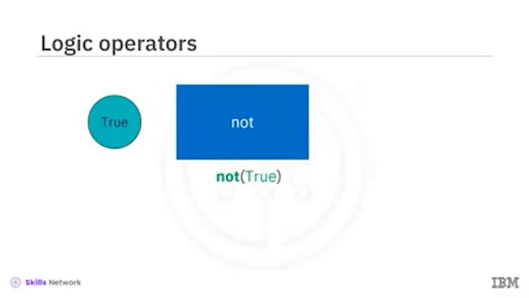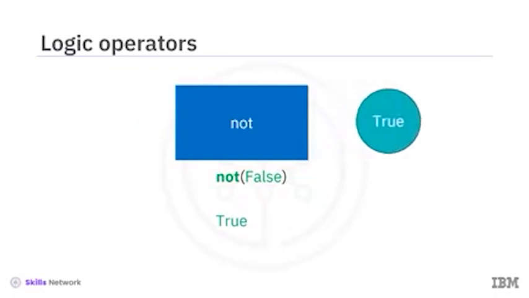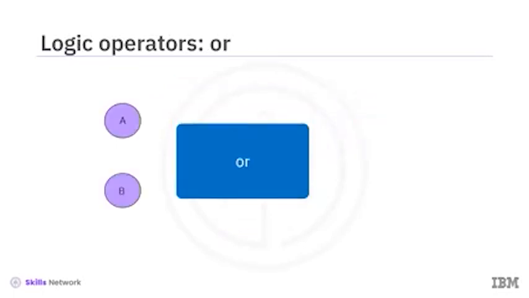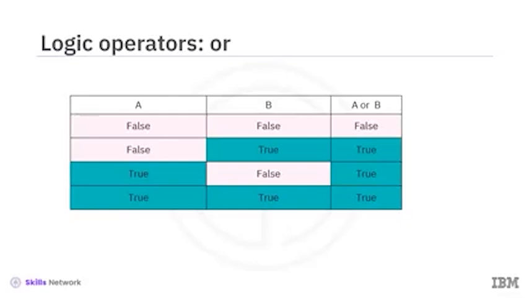The first operation is the not operator. If the input is true, the result is false. Similarly, if the input is false, the result is true. Let A and B represent Boolean variables. The OR operator takes in the two values and produces a new Boolean value. We can use this table to represent the different values.